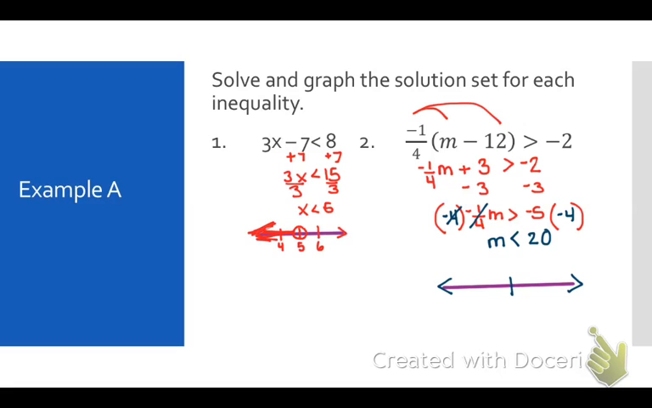And this one again is going to be an open circle because it's just less than. So again, if I put 19, 20, 21 on my number line, I'm going to put an open circle and I shade all the values less than. Just a quick reminder, if it would be less than or equal to, you would use a closed circle, or even greater than or equal to.